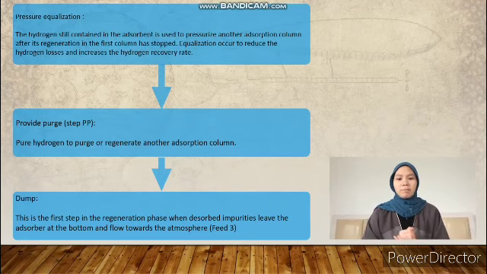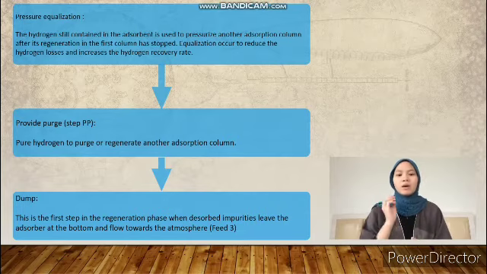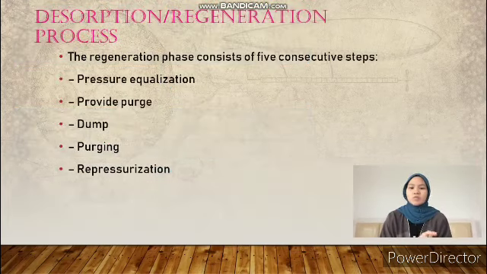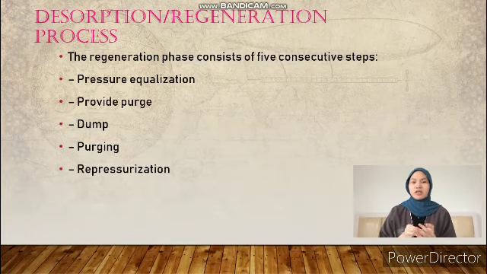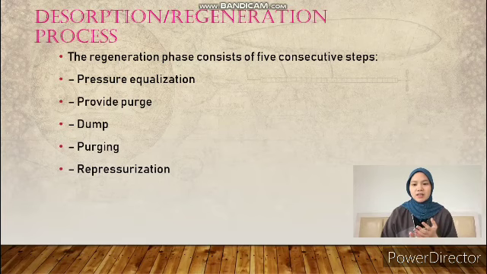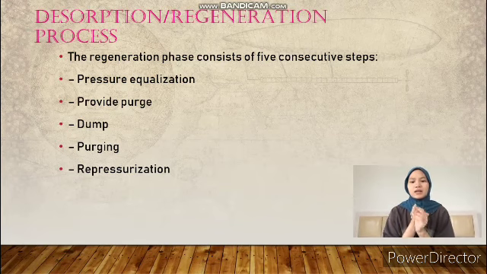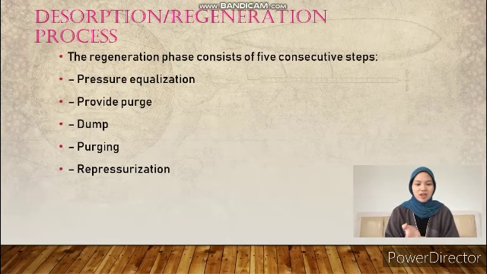Before the regeneration happens, an equalization step takes place where the column is partially pressurized with the high pressure gas withdrawn from another column. It will be pressurized firstly with recycled stream and then with the reformed gas. Therefore, in this desorption or regeneration process, the regeneration phase will consist of 5 consecutive steps: the first one is pressure equalization, the second one is provide purge, the third one is dump, the fourth one is purging, and the last one is repressurization.